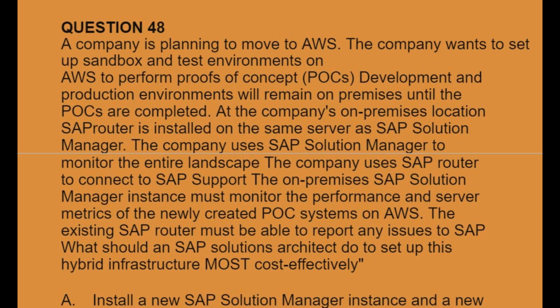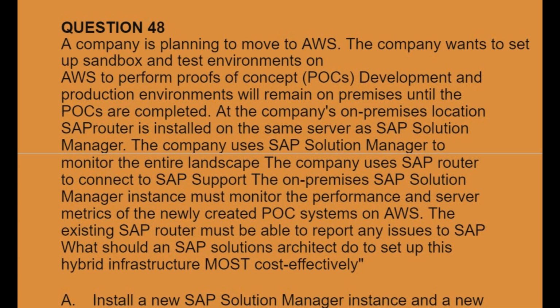Question is, a company is planning to move to AWS. The company wants to set up sandbox and test environments on AWS to perform proofs of concept (POCs). Development and production environments will remain on premises until the POCs are completed. At the company's on-premises location, SAP router is installed on the same server as SAP Solution Manager. The company uses SAP Solution Manager to monitor the entire landscape. The company uses SAP router to connect to SAP support.